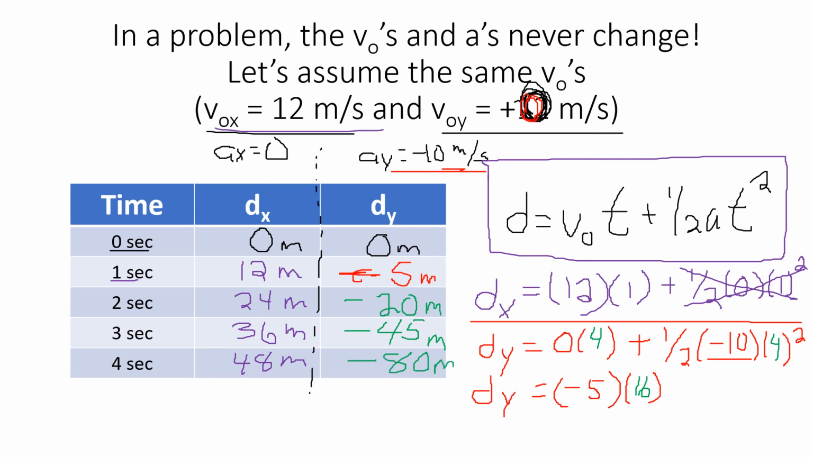Why is it negative? Let's think about this conceptually. If you have a V0y of 0, like a little toy car going off a table, it's going to be going down. It's going to have a negative displacement. So what we're saying here is that at 1 second, we have a dy that is down 5, and then a dx of 12. And then at 2 seconds, you're going to have another dy and another dx, and so on and so forth.